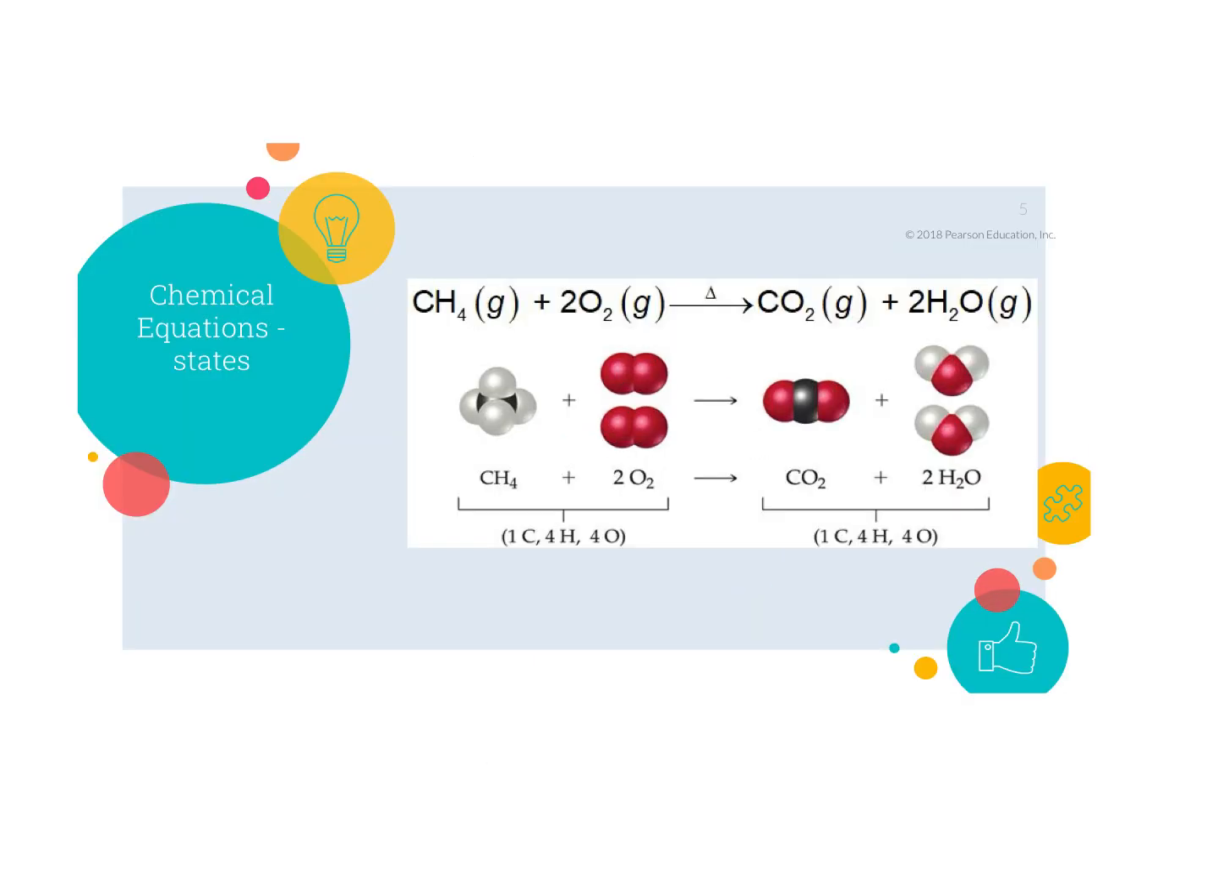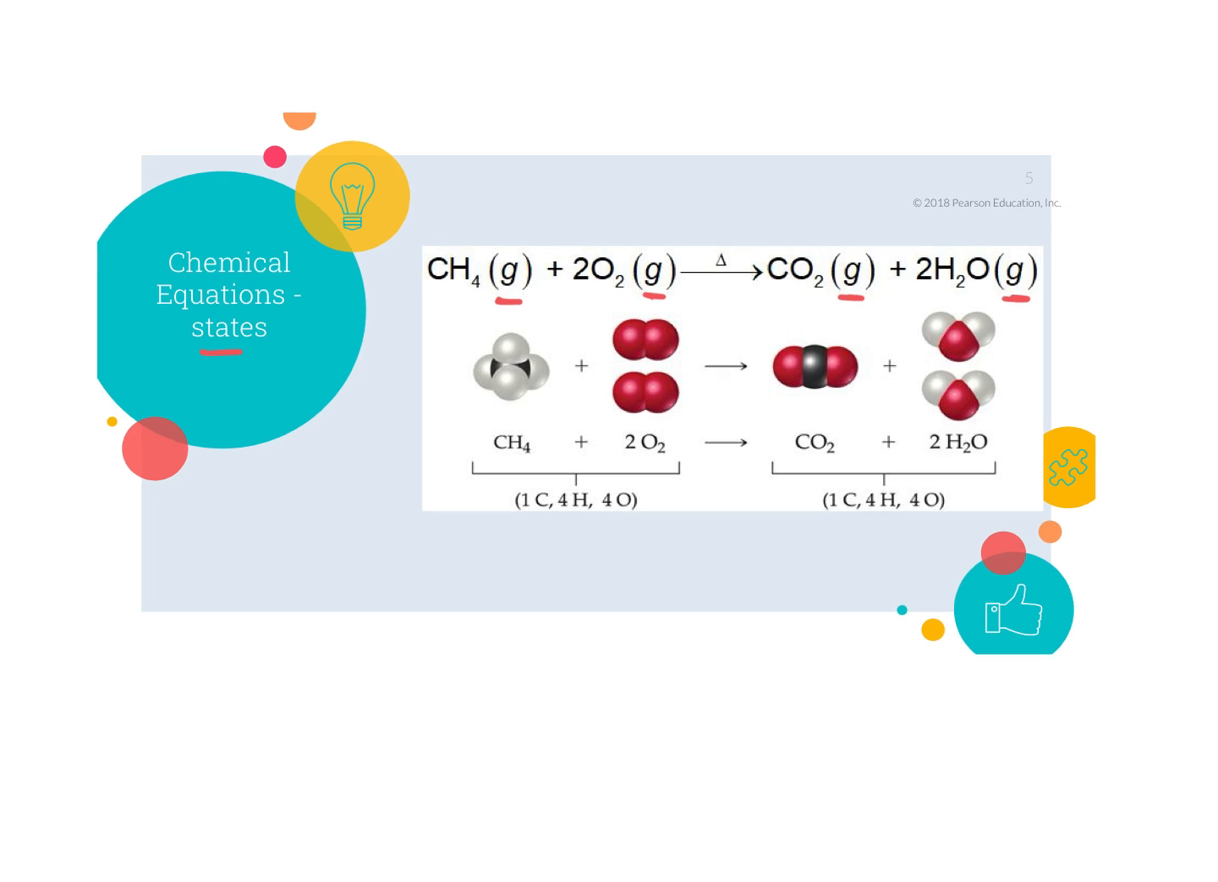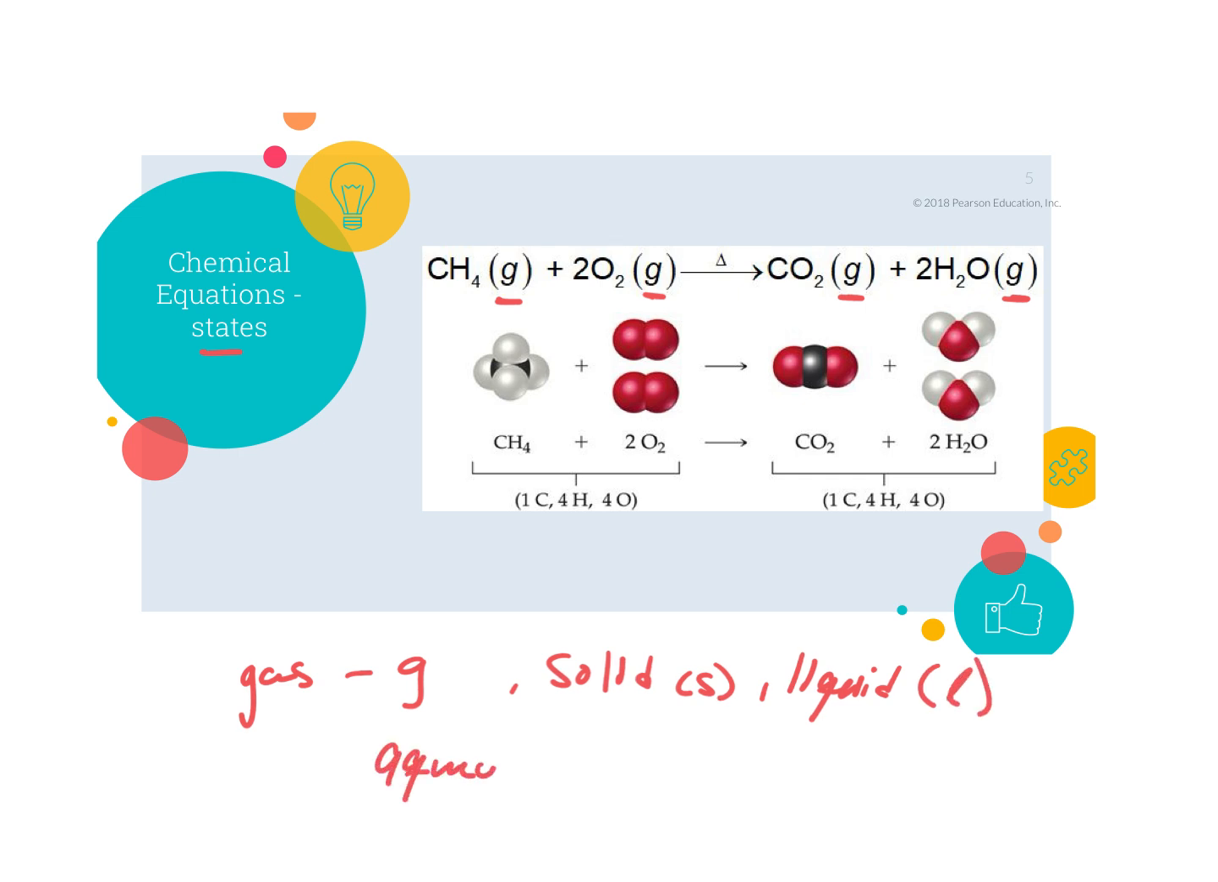In a chemical equation, we always have to remember our chemical equation states. For example, in the equation I was showing, these are all gases. The 4 states we'll typically encounter are gas, which is G, solid, which is S, liquid, which is L, and aqueous, which is AQ, and this is dissolved in water.